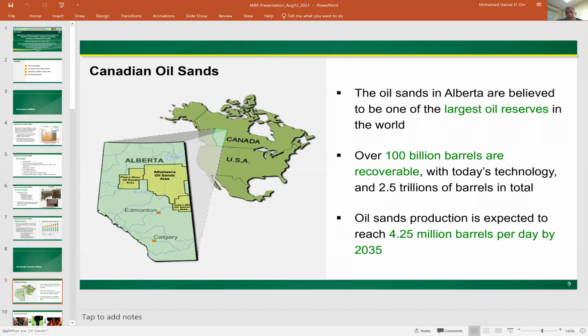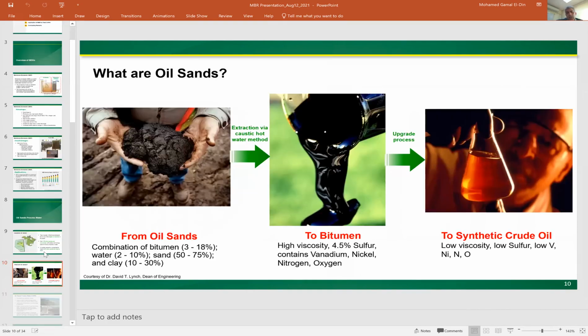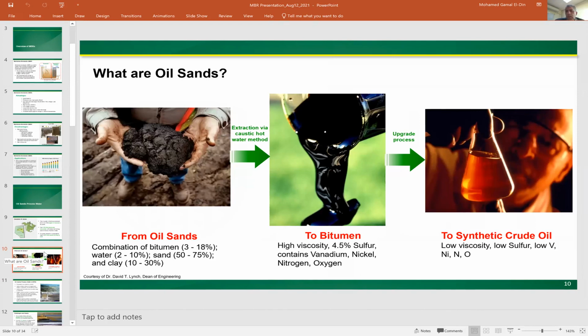It's basically oil, or hydrocarbon, that's in mixture with sand. So as you can see from left to right pictures, in the oil sands, there is a combination of bitumen, about 3 to 18%, with water that's in the range of 2 to 10% in terms of the mass content, 50 to 75% sand, and the rest is in the form of clay. So once we go through the extraction via caustic hot water method, it's a method of extracting or separating the oil from the sand and clay and so on. You end up with the middle picture.